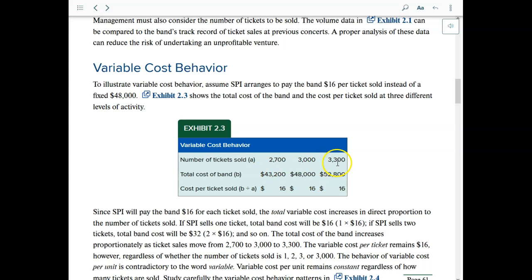If we go up to 3,300 tickets, at $16 per ticket, we will pay the band $52,800. So this cost went up. If you sell fewer tickets, you're going to pay the band less money. So this is a true variable cost. The total changes as the level of activity changes. Now the cost per unit, here in this case per ticket sold, does not change. It's a variable cost per unit. It's always going to be $16 per ticket in this case. But the more tickets you sell, the more money you're going to pay the band. So this is a true variable cost.